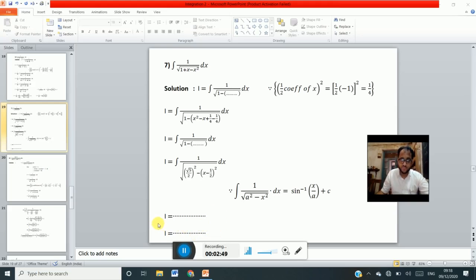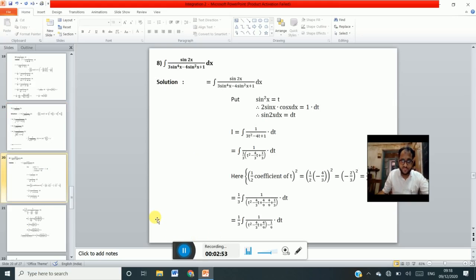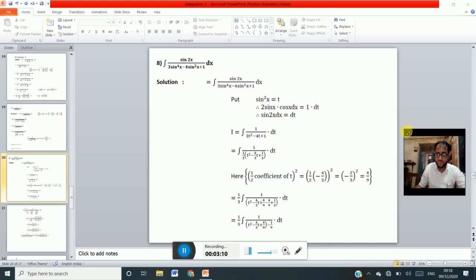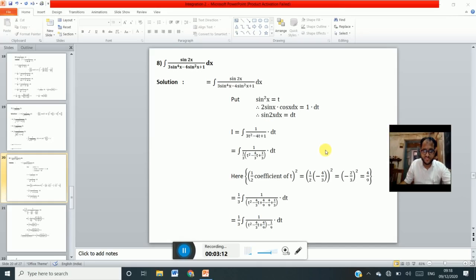Right, so this is according to the activity. Okay, see the next example. What is that? Integration of sin 2x upon 3 sin to the power 4x minus 4 sin square x plus 3. Right, so this is not a standard form of the integration of x square plus bx plus c. So for that we have to convert this function into the standard form by the substitution method.